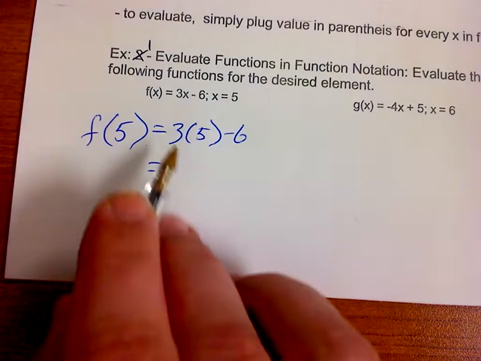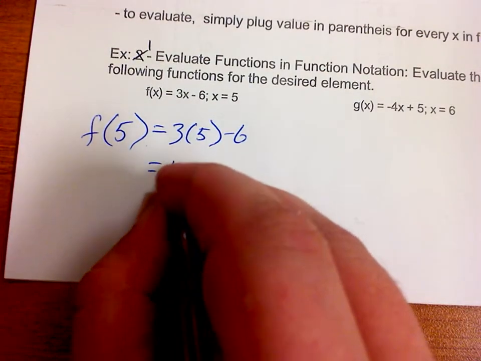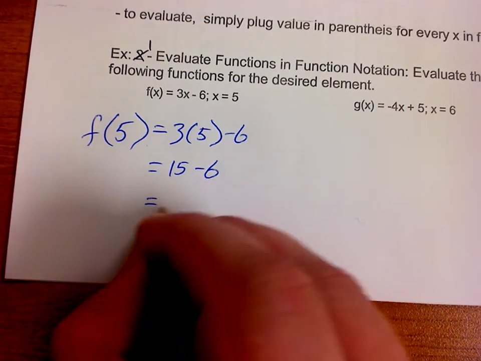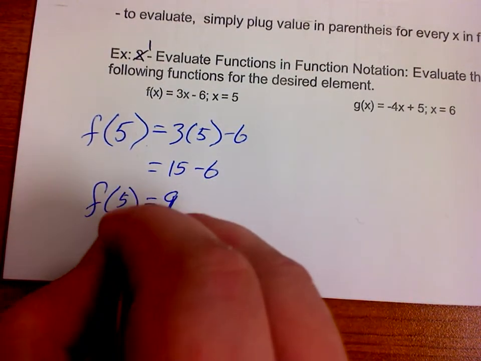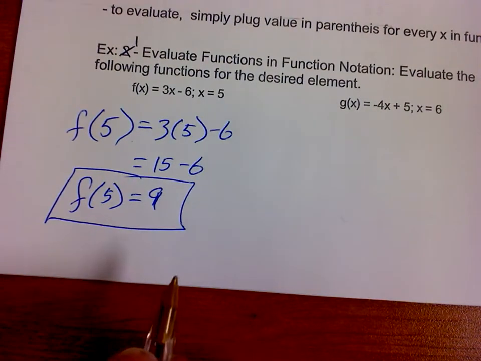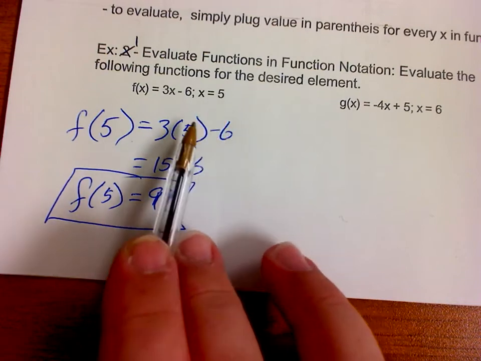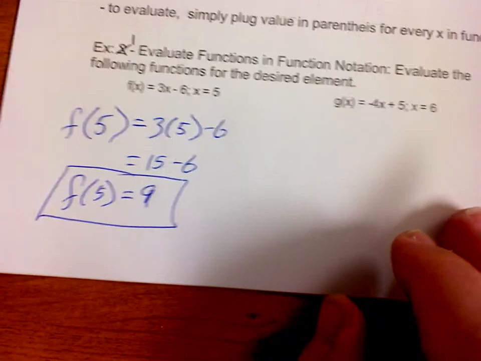So simply we see here how the x's are now gone and 5's are in their place. From there, we just have to evaluate. We're going to use PEMDAS to do the multiplication here. 3 times 5 gives us 15, and 15 minus 6 is going to give us the answer of 9. So f of 5 for this function is going to be 9. Basically, all we're doing here is substitution. Hopefully it is that easy, but once again, we're going to see how we do with the rest of these.